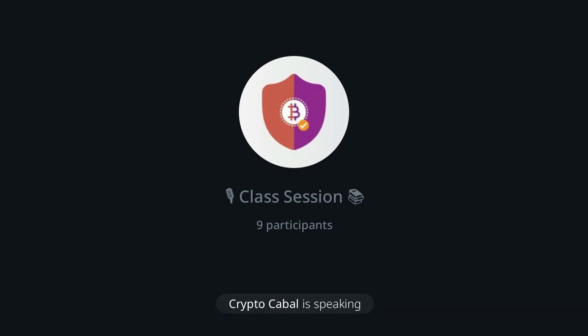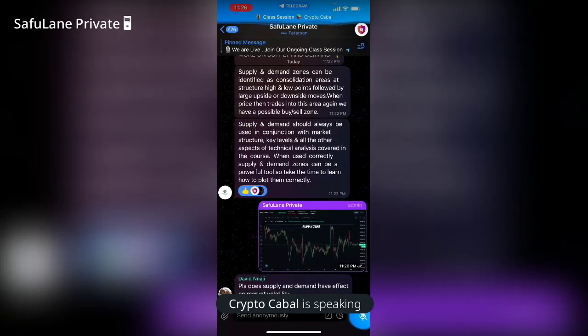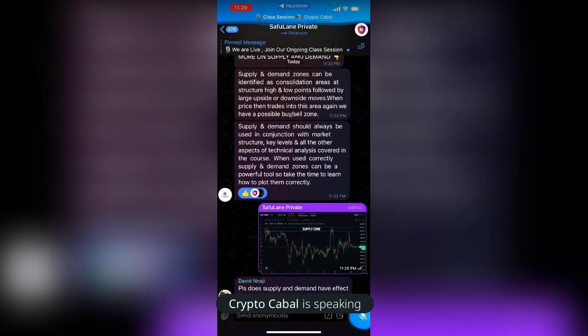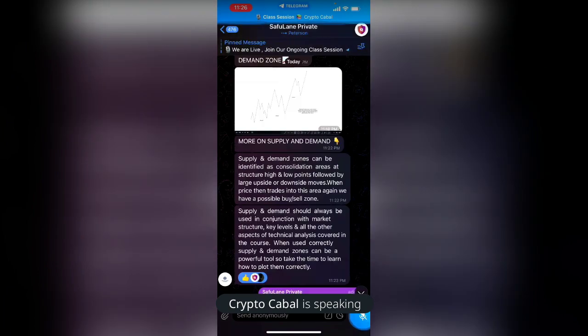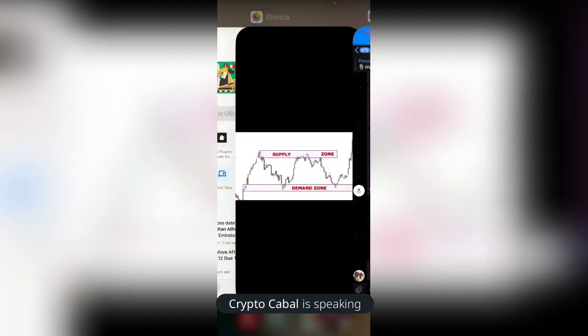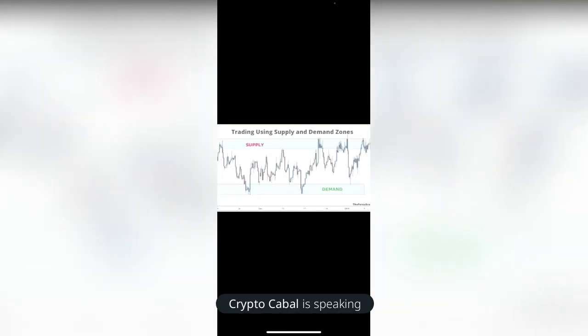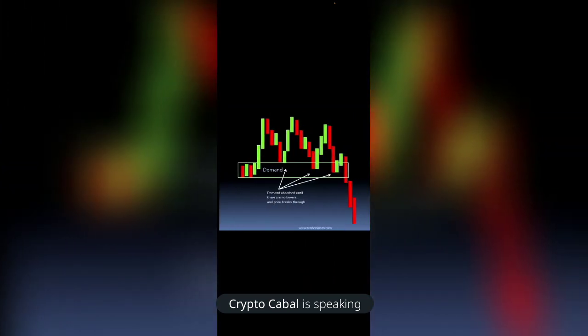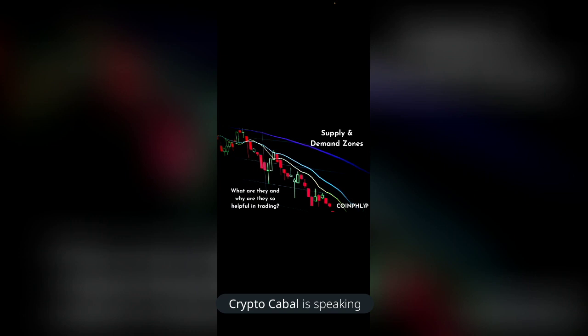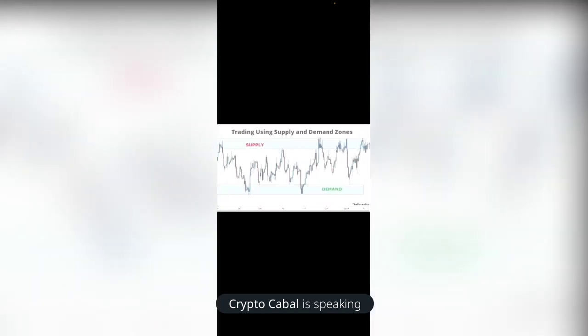Okay, I'll answer this question now. So supply zone is more of an advanced concept of resistance, because supply zone is not just found at a point. When you draw your support and resistance line, you just draw it at a significant or key level. Now, supply zones are not at key levels. They are found at structural points.